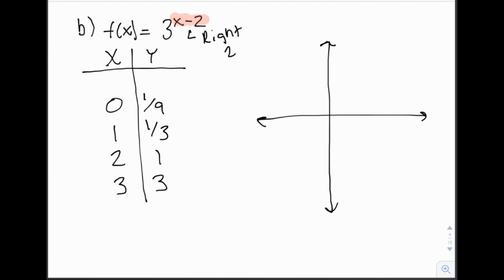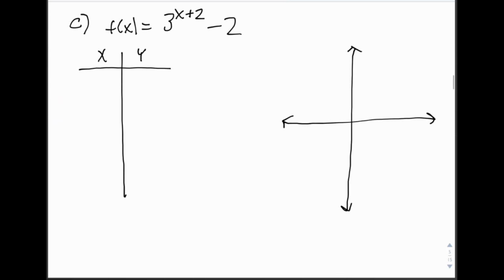So let's plot these points and figure out what this is going to look like. Our first point of 0 and then 1/9, that's going to be a point approximately right here. A point of 1 and then a positive 1/3 approximately right there. Additionally, we have 2, 1, and our last point is going to be this 3, 3, so that is going to be all the way up here. So connecting our points, we should get a graph that looks like this. And we should be good to go for that one.